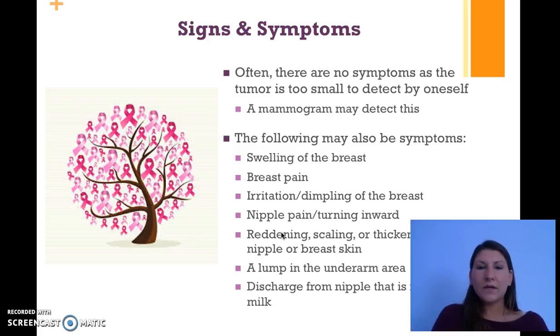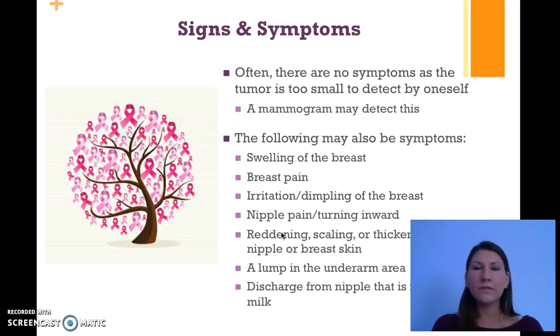So, signs and symptoms. Oftentimes with breast cancer, there aren't many signs and symptoms, or the tumor is too small to detect by oneself. It is recommended that girls of all ages and women do a monthly self-exam on their breasts to feel for any abnormal tissue or lumps. And it is also recommended that women starting at the age of 45 get annual mammograms, because if the lump is too small to detect, a mammogram can detect this.